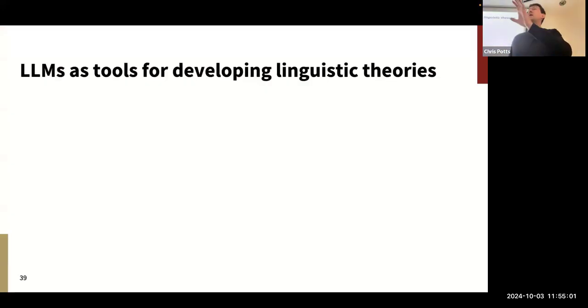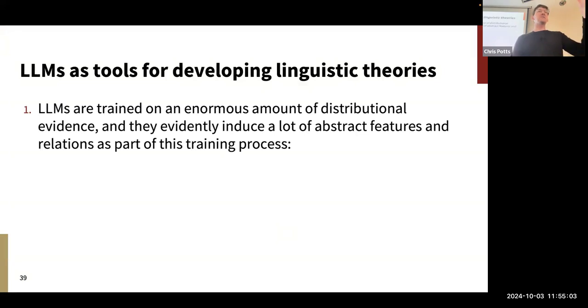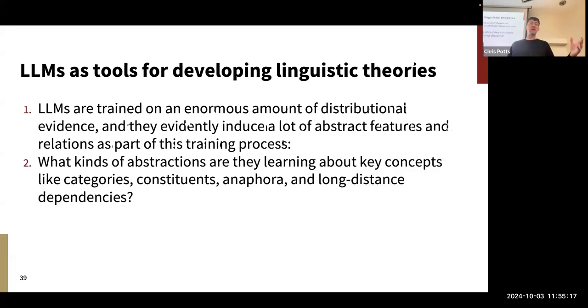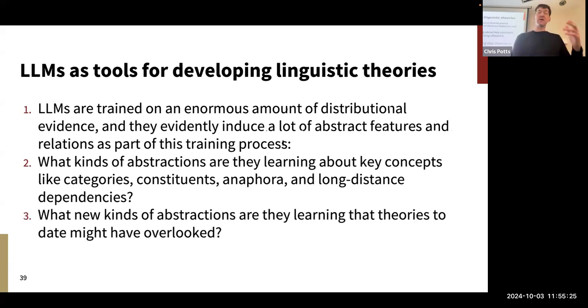Right, so just a few high-level things to wrap up here. As I said, this is my perspective. LLMs could be tools for developing linguistic theories. They're trained on an enormous amount of distributional evidence, and they evidently induce lots of abstract features and relations as part of that process. What kinds of abstractions are they learning about concepts we know about, like categories, constituents, anaphora, long-distance dependencies? And also, what new kinds of abstractions are they learning that theories might have overlooked to this point? That's where we could start to reshape linguistic theory if we were willing to be so bold.